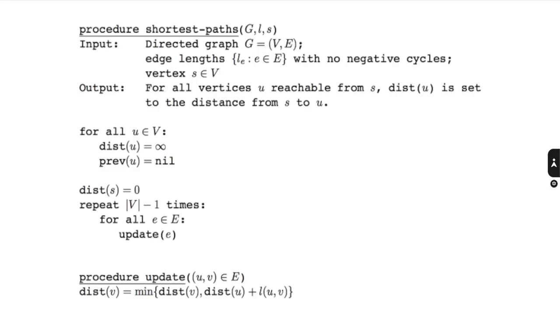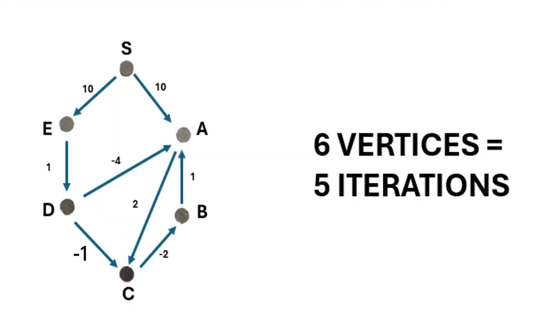Today, we're going to show you an example of the Bellman-Ford algorithm. A few important notes: at most we will iterate V-1 times, and each iteration will update along all edges. We'll use the following graph for our example. Notice there are 6 vertices, so we'll need to do 5 iterations.